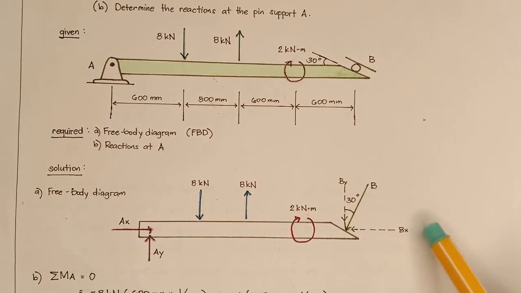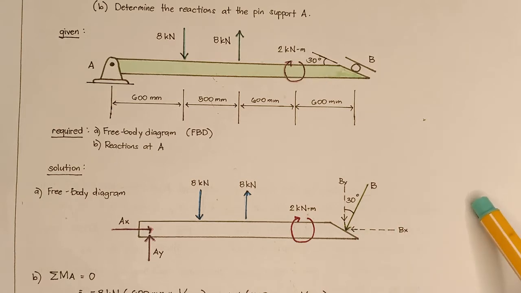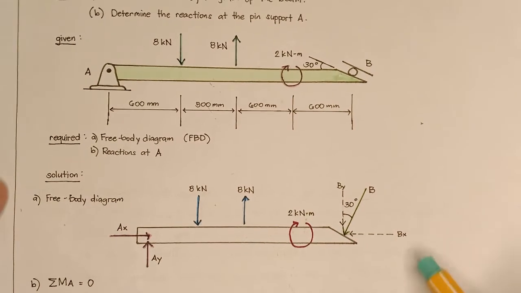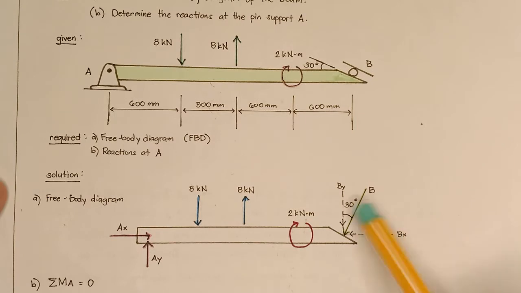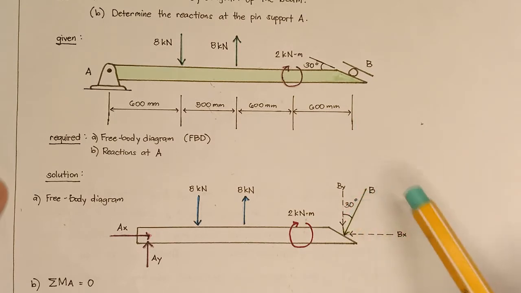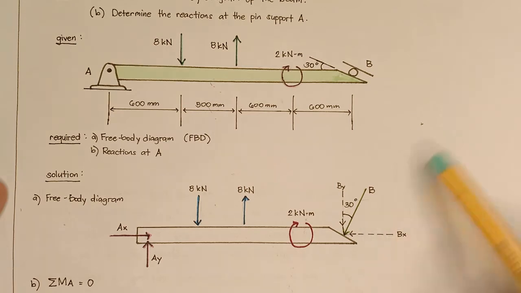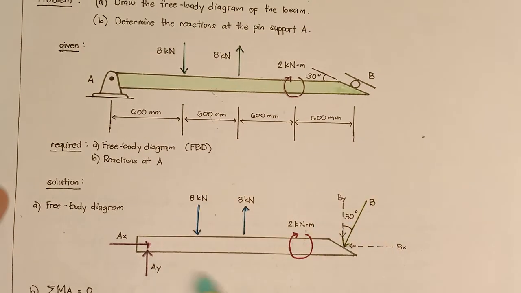Since B is just a roller support, this means that it has no BX and BY. But since we're going to use this BX and BY to the summation of moments, I have drawn it here. So this is the free body diagram of the beam.